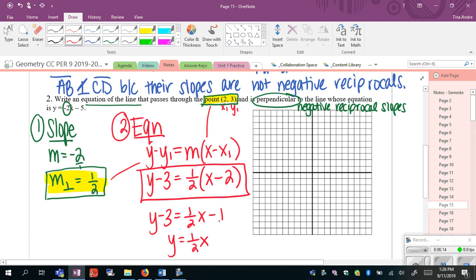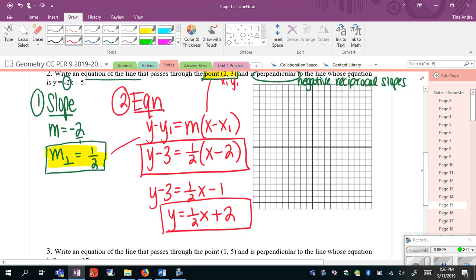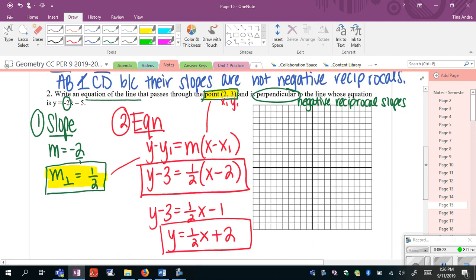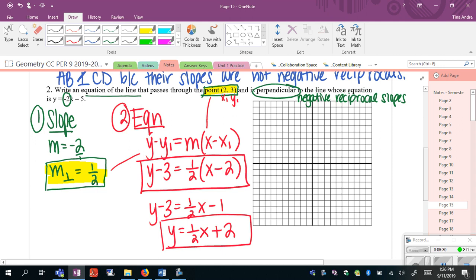So -1 plus 3 is going to give me +2. So this would be another answer in y equals mx plus b form, or slope-intercept form. If I want to do this one graphically, instead of doing the algebraic approach, what I would do is graph this original line.